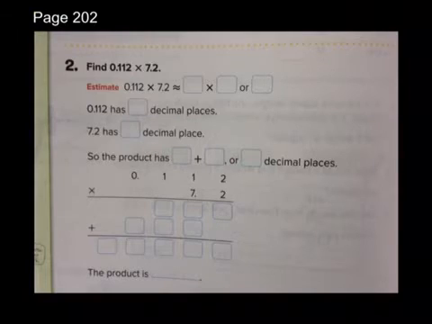On page 202, we're going to estimate before we find our answer. Remember, I told you to estimate. It's always good to get into the habit of estimating so that you know if your decimal is in the right place. Here, they want us to multiply 0.112 times 7.2.